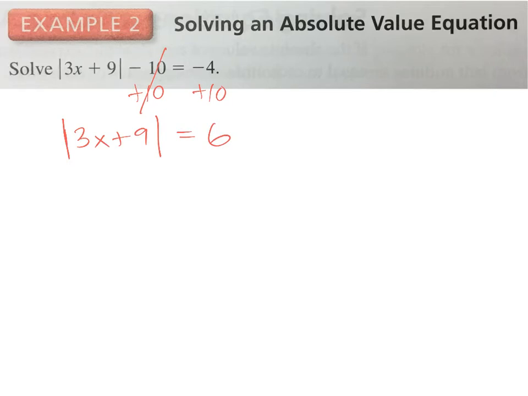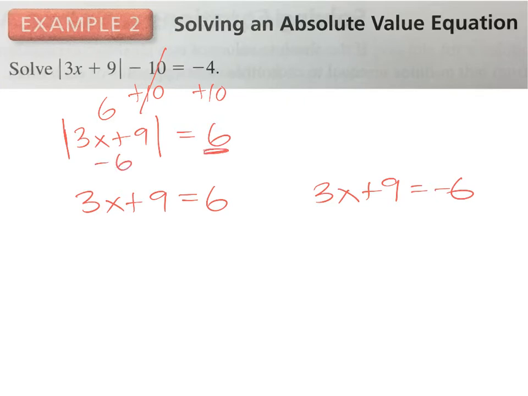All right, now it's the same thing that we did before. I know that 3x plus 9 must be equal to positive 6. It could just as well be equal to negative 6. Just want to emphasize this idea once again. I could replace 3x plus 9 with 6, and my result would be 6. I could also replace it with negative 6, and my result would be 6. So I have my two cases here, my positive case and my negative case. Let's solve each of these.